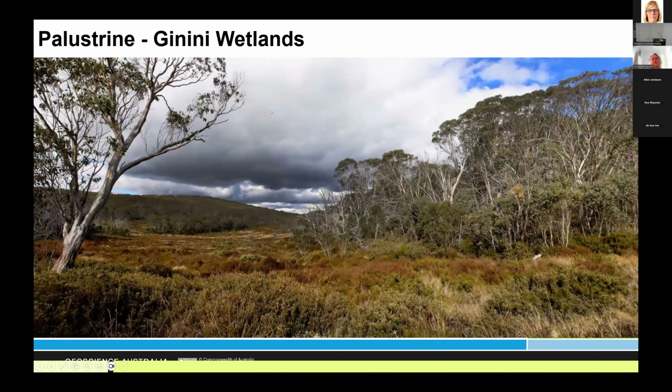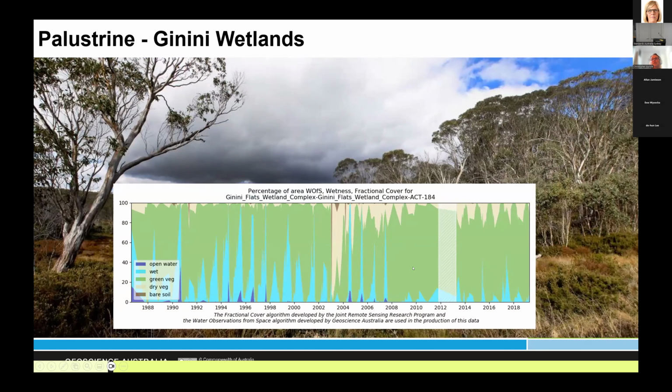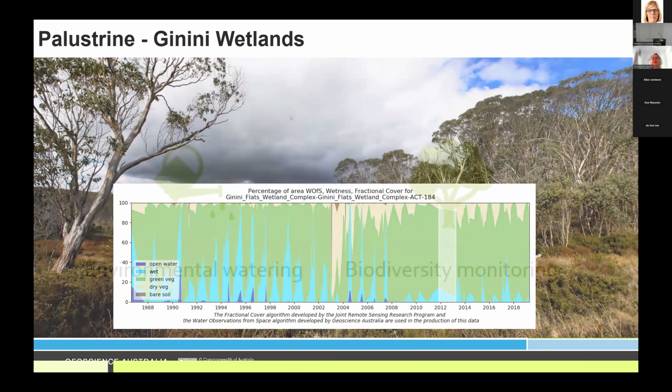And then a palustrine system, which basically doesn't have that much open water, but has a lot more greenness. And sometimes these suffer fires and things like this, which you can also pick up through this system.